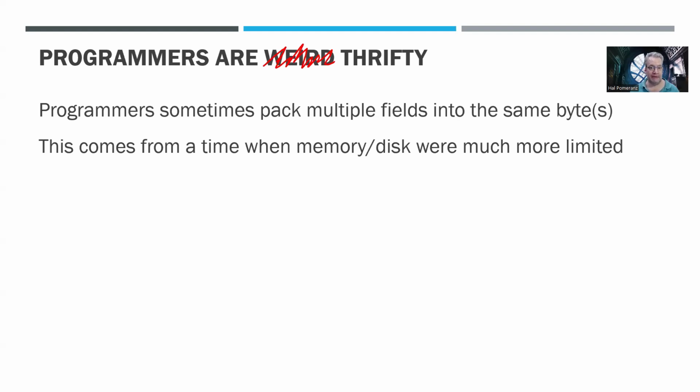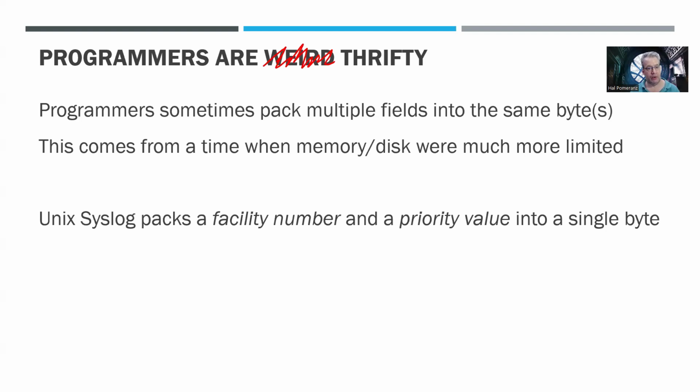So let me give you an example of this: syslog on Unix. Messages in the Unix logging system are identified with what we call a facility and a priority value. Those facility and priority values are packed into a single byte, which is transmitted over the wire with the syslog message.